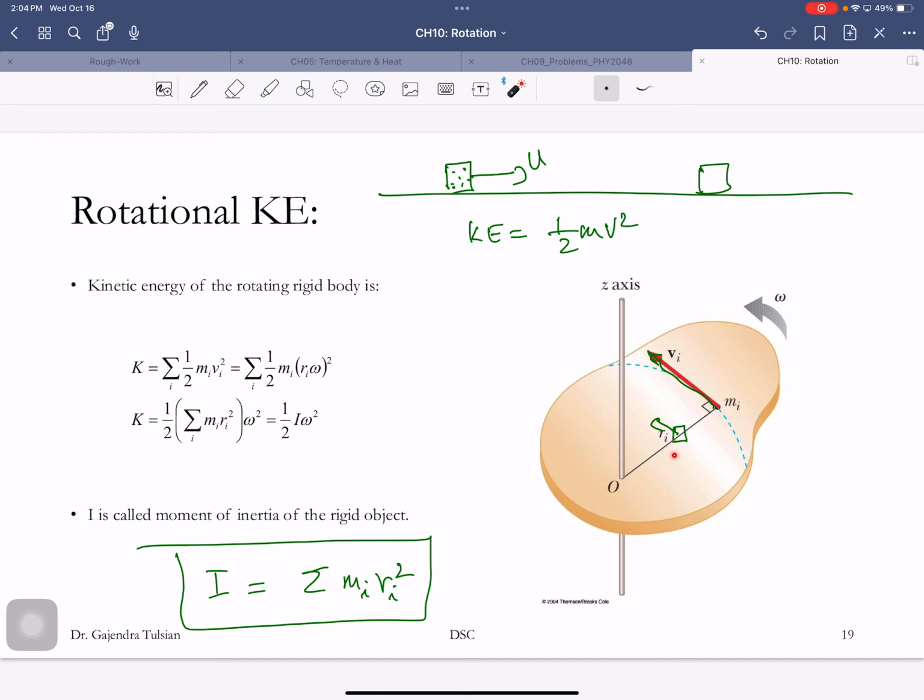So the moment of inertia of this object about that axis is this quantity. And now the kinetic energy of rotation is 1/2 I omega squared. This formula is very similar to that one. You see, moment of inertia is playing the role of mass. Remember, velocity got replaced by angular velocity. So here's a very similar formula.